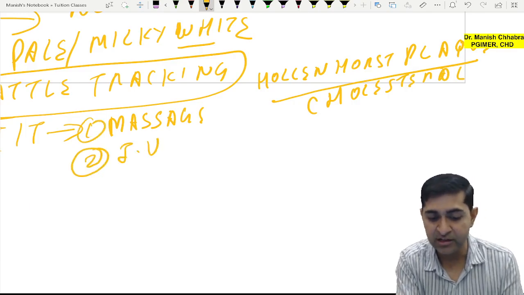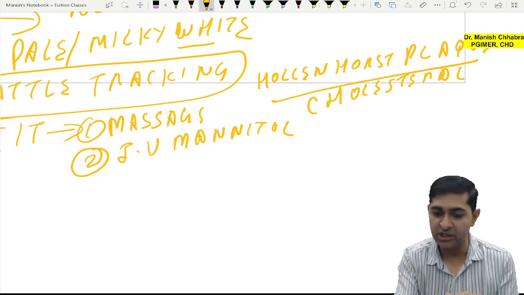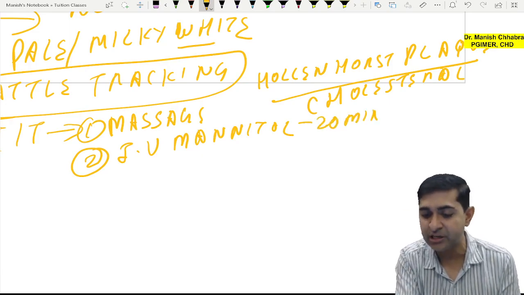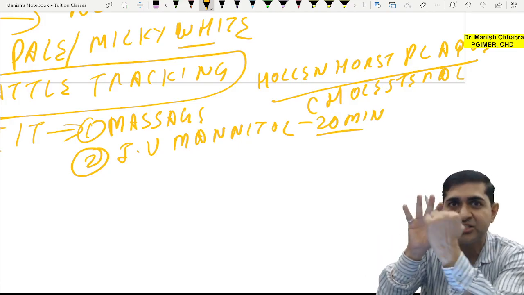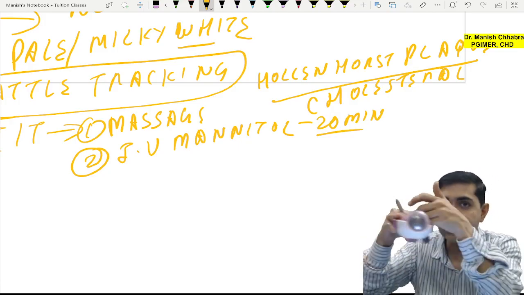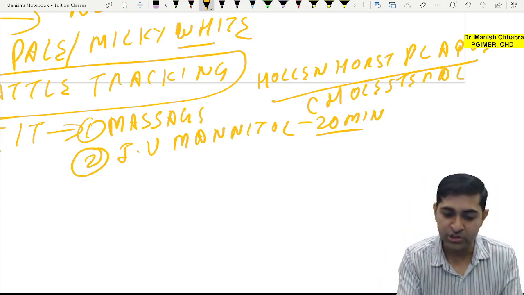Second, you give intravenous mannitol. So this decreases the intraocular pressure. It starts its action in 20 minutes. It decreases intraocular pressure so that there is sudden gush of blood. The counter pressure, which is inside the eye, is decreased. So there is sudden gush of blood that may dislodge the obstruction.